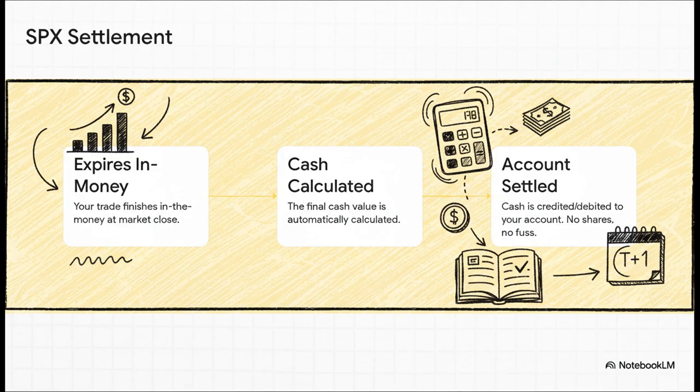And this is why it's so much better. The process is incredibly clean. If your SPX option expires in the money, that's it. The exchange calculates the cash value, and the next business day, that cash is either moved into or out of your account. It's a simple, clean financial transaction. No shares, no assignment, no overnight risk, just cash.